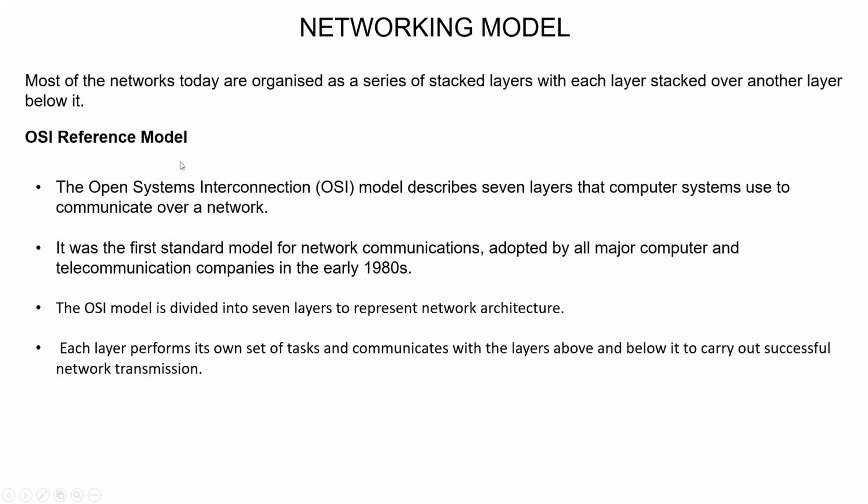We will see the next one, the OSI, Open System Interconnection Model. I hope you know about this model. The Open System Interconnection Model describes 7 layers that computer systems use to communicate over a network. What is the basic purpose of our networking model? We have to communicate with the different systems.